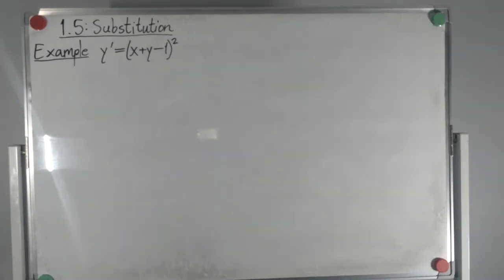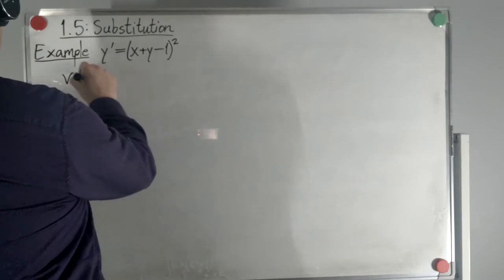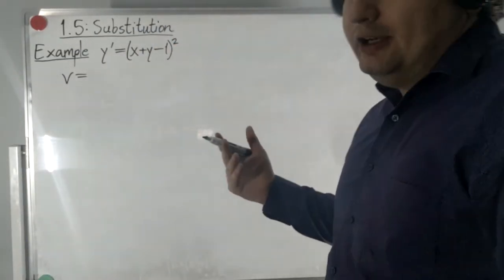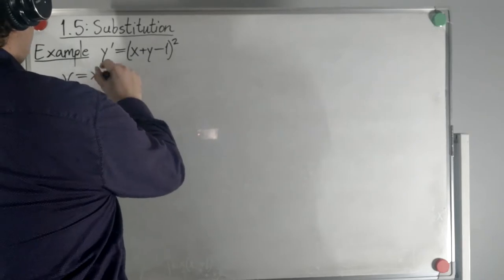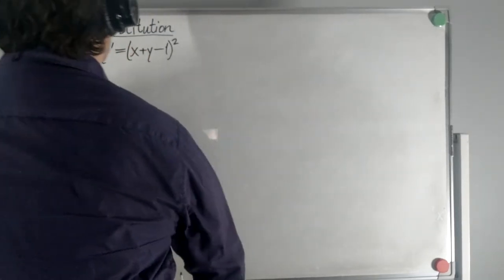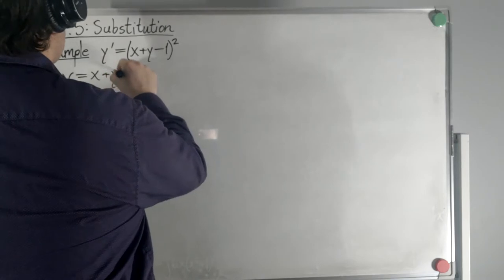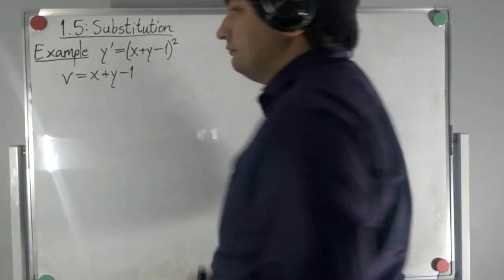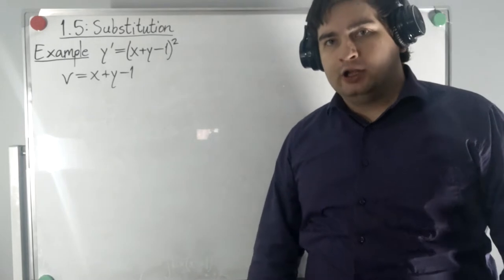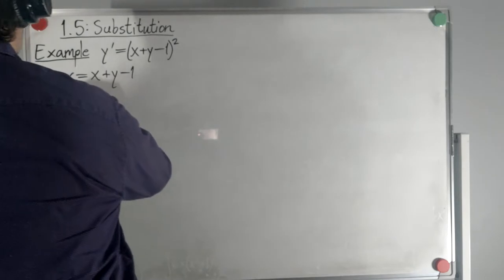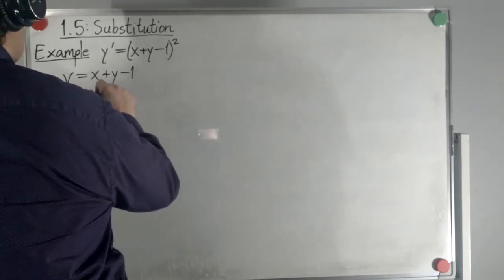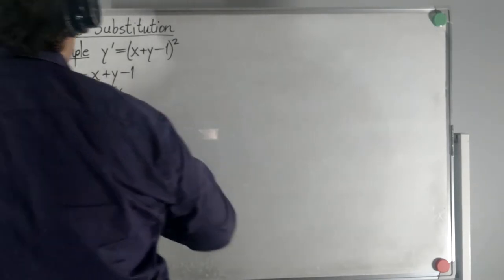So we're going to have to do something different here. The idea is you take a piece of this ODE and you just call it by another name. We usually call it V for no particular reason. So in this case, I'm going to say V equals x plus y minus 1. All right, now let's think about what that implies. First of all, if you take the derivative with respect to x, this turns into 1 plus y prime.